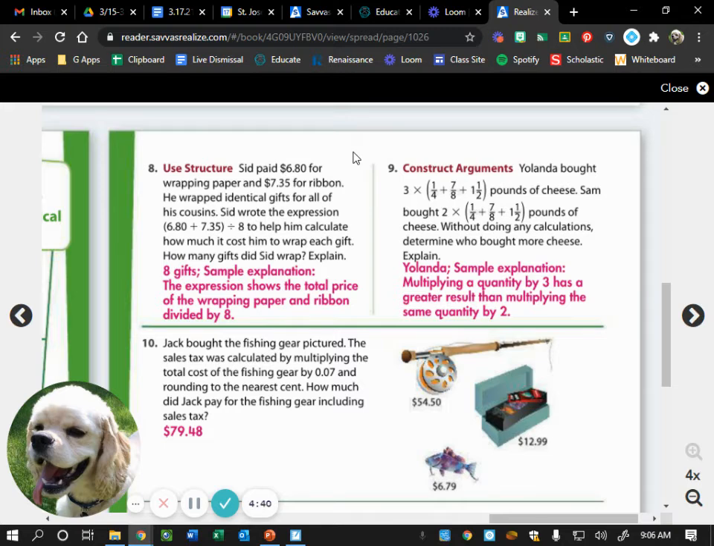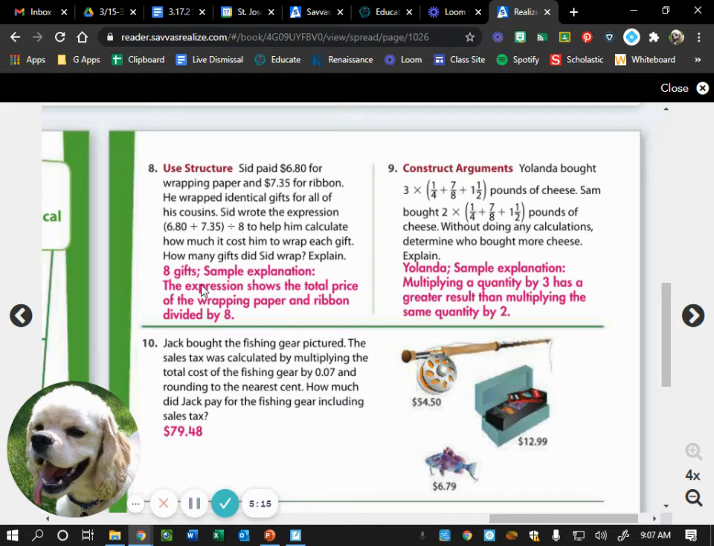He wrapped identical gifts for all of his cousins. Sid wrote the expression $6.80 plus $7.35 divided by 8 to help him calculate how much it cost him to wrap each gift. How many gifts did Sid wrap? Well, 5th grade, if he paid $6.80 and $7.35 for everything, and then divided it by 8, that means he's dividing it up between the 8 people he bought gifts for. So he wrapped 8 gifts.